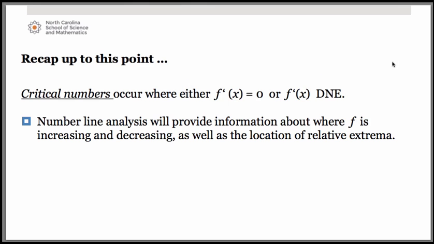So let's recap everything up to this point, and then we'll take a look at an example problem. Critical numbers, remember, occur where either your first derivative equals 0 or your first derivative does not exist. Your number line analysis will lead you to information about the intervals on which f is increasing and decreasing, as well as the location of any relative extrema. So the important thing here, critical numbers, you need the first derivative.